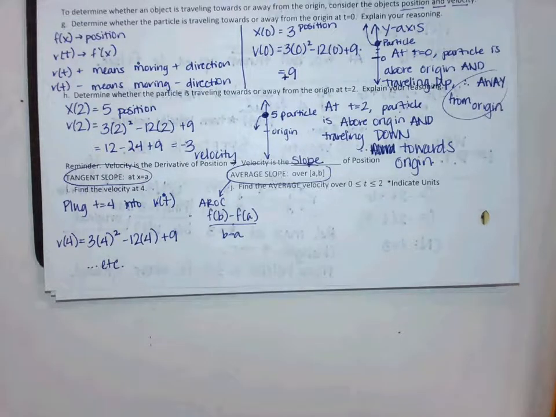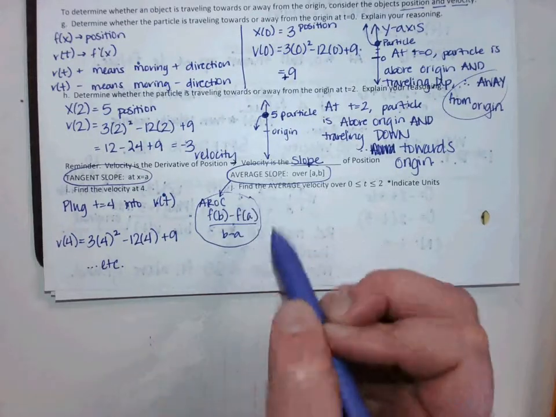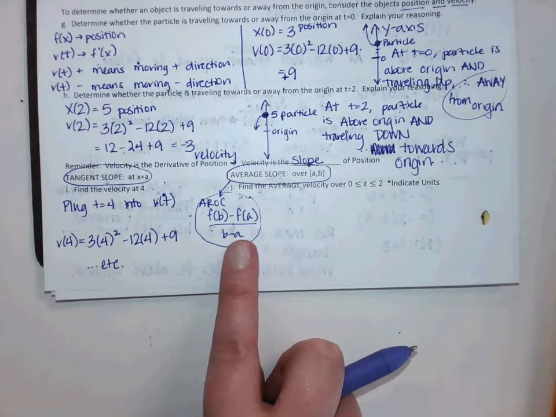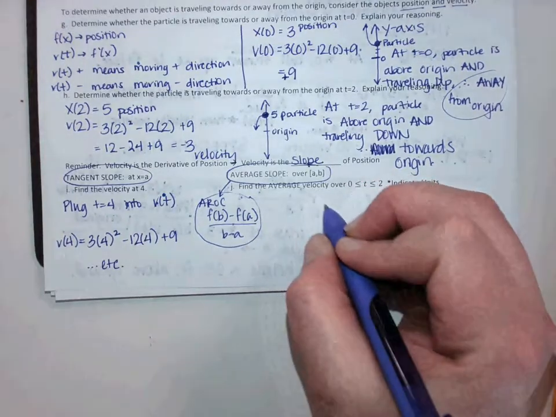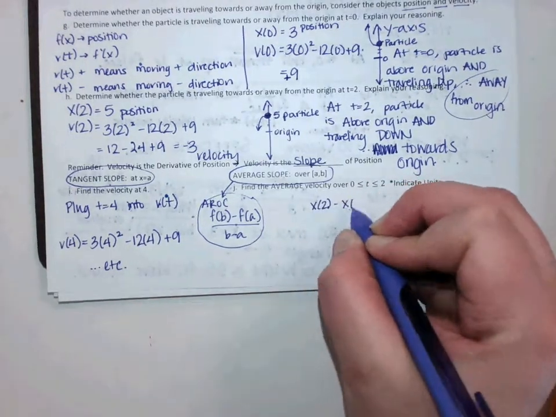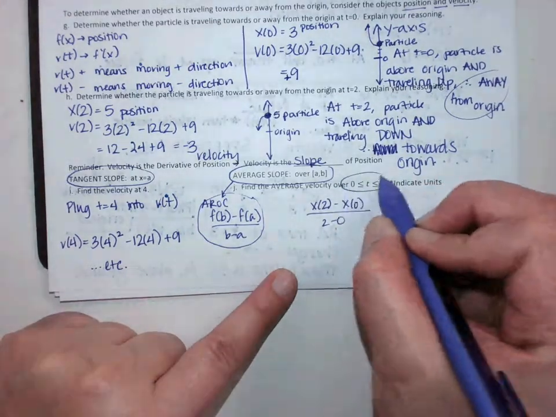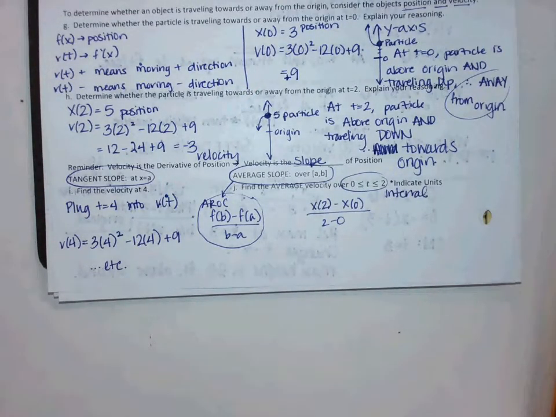But if you want an average velocity, you would be doing this guy. Now, how many x values do you need to do an average rate of change? 2. You need an interval. So if I'm going from 0 to 2, I would do x of 2 minus x of 0 over 2 minus 0. But notice that you need an interval to find an average. So that's an important difference: I'm either finding the velocity at that moment or I'm finding an average velocity over an interval.